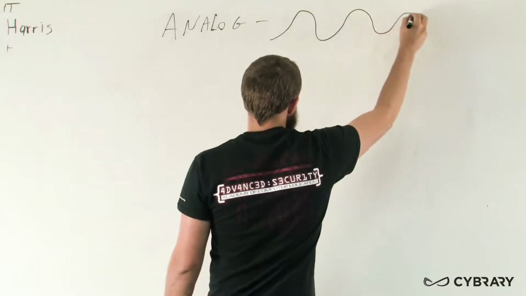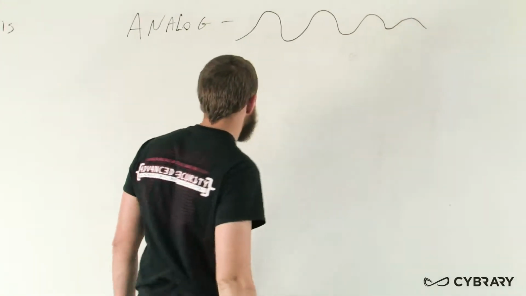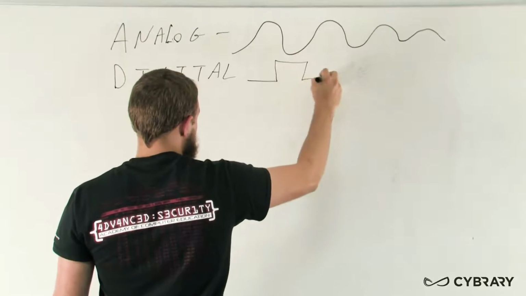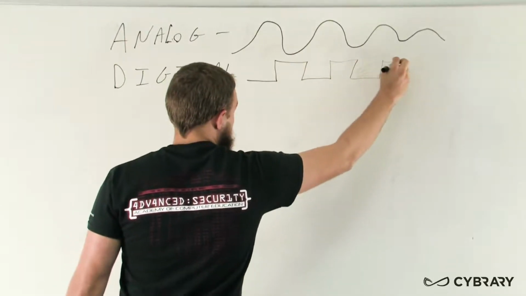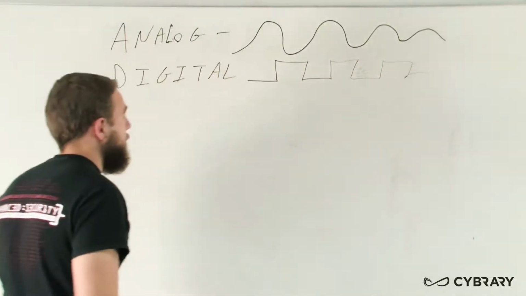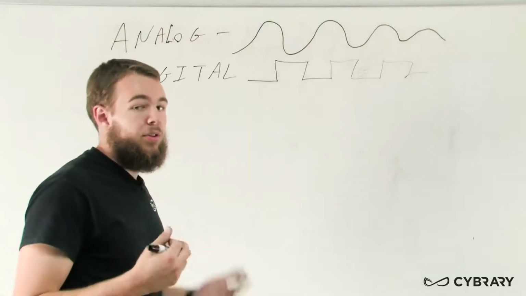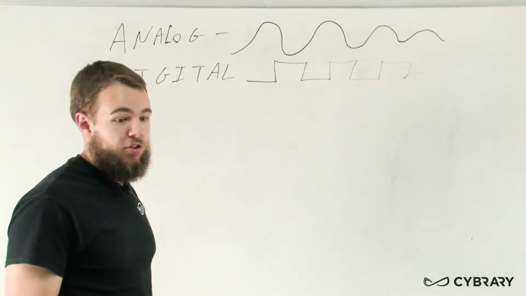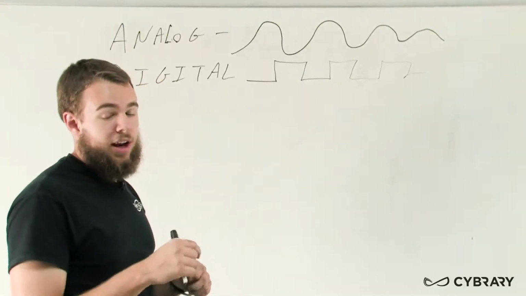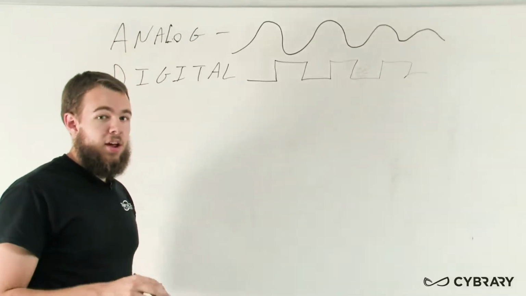Now, analog versus digital, we've already talked about a little bit. When we're talking about analog, our signals go in waves like this. When we're talking about digital, we're talking about signals that look like this. Converting an analog signal to a digital signal takes a little bit more than just connecting the wires to the different connectors.